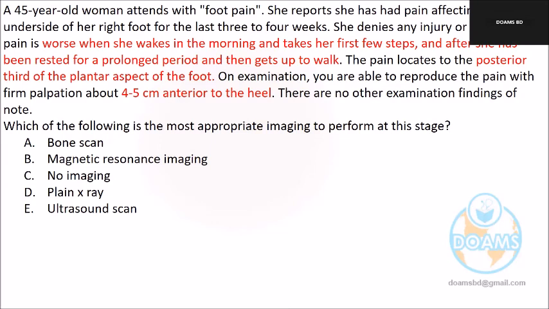Any other option? Plain X-ray, sir. Good. Why not ultrasound? To see the calcaneal spur. Okay. Any other options? Somebody will say bone scan. All answers are correct. But about the no imaging, very interesting.